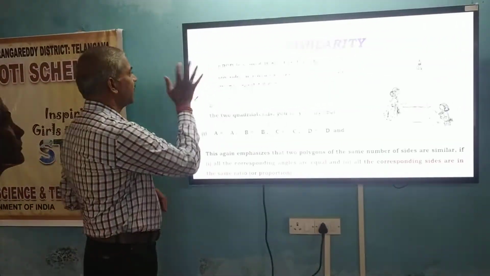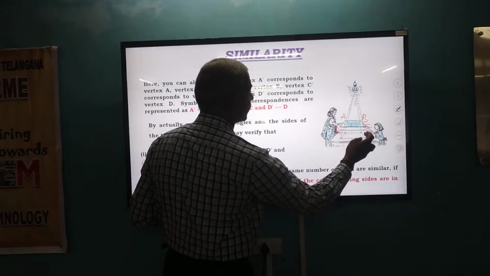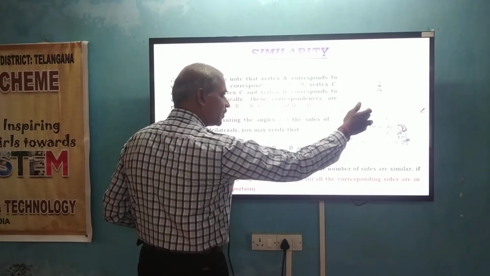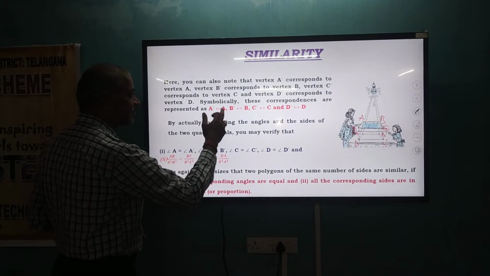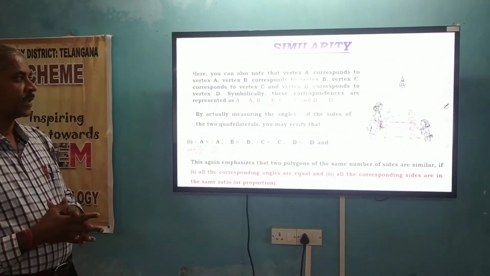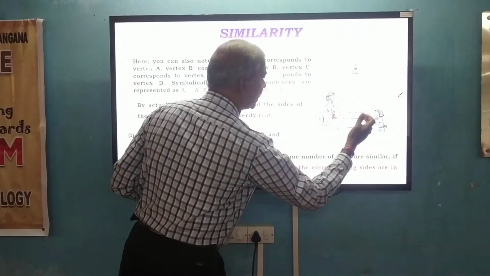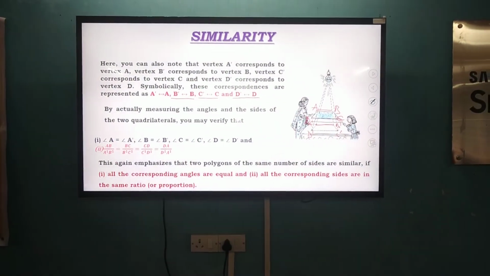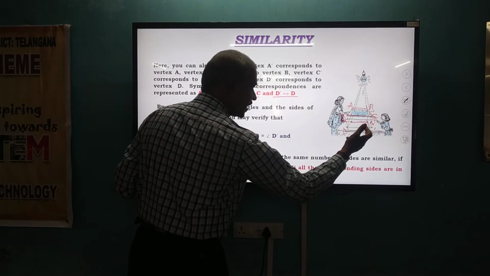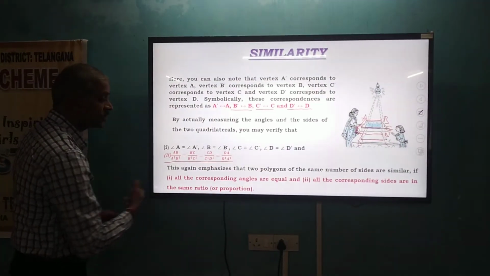If you go deeper here, A' we get from this A, that means A corresponds to A', B' corresponds to B, C' corresponds to C, and D' corresponds to D. If you take these angles, all these corresponding angles are equal. And when you measure the sides, AB and A'B', and find the ratio, similarly measure BC and B'C', CD and C'D', DA and D'A', and find the ratios, all these ratios are equal.